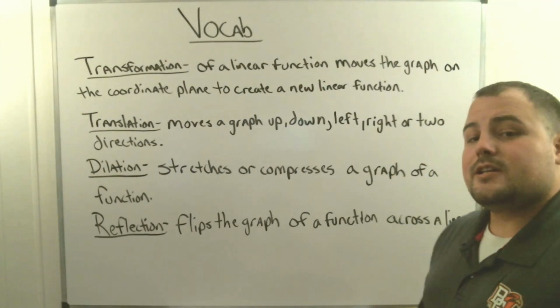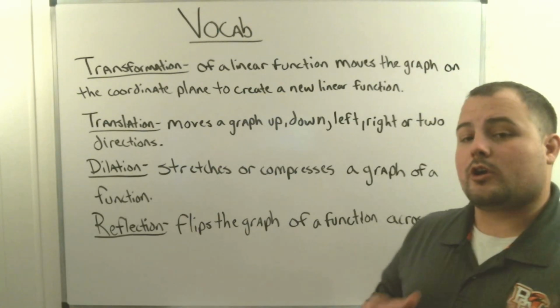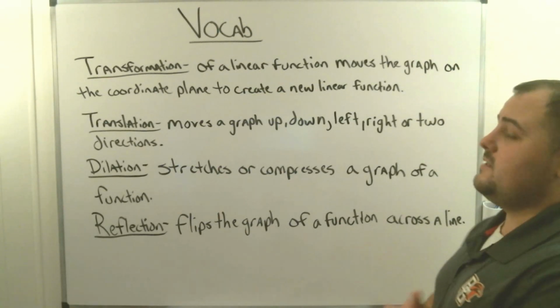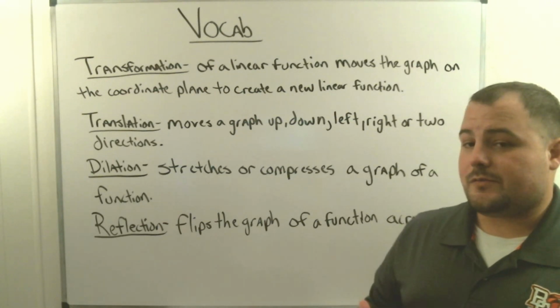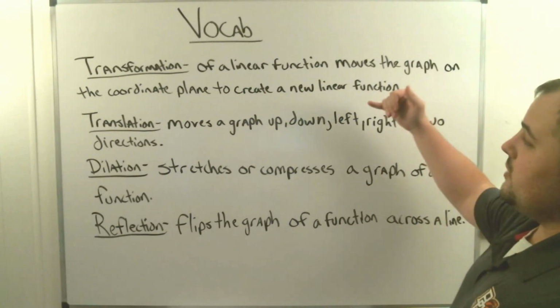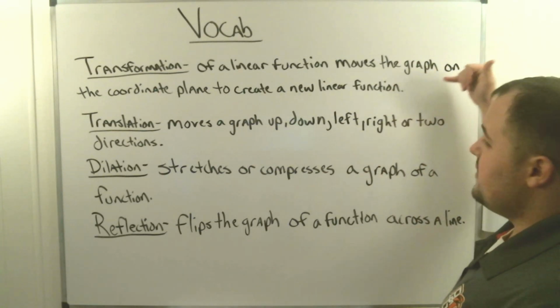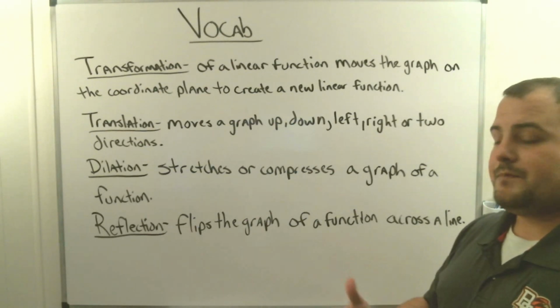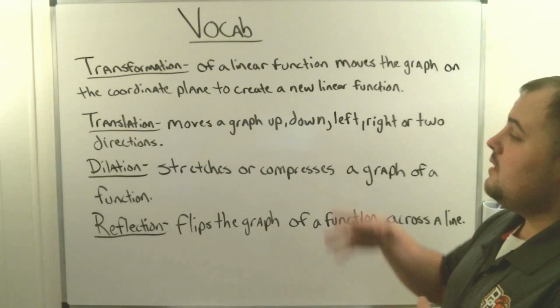Alright, in this lesson we have 4 vocab words that we're going to actually break apart, and then we're going to be doing these vocab words in the lesson. So we're talking about transformations of linear functions, how they move. A transformation of a linear function moves the graph on the coordinate plane to create a new linear function. That's what we're going to be doing.